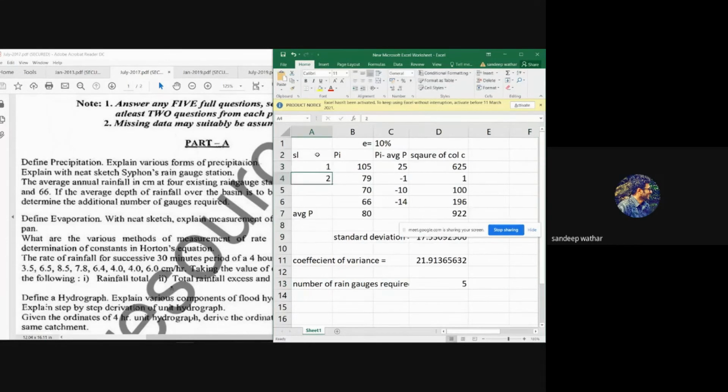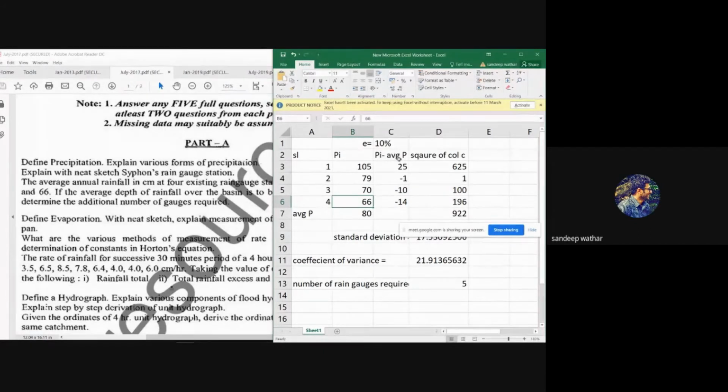That will give you the number of rain stations that we have. We have four rain stations, and you write down the value of average annual rainfall in all the four rain stations. So the first one is 105, the second one is 79, the third one is 70, and the fourth one is 66.